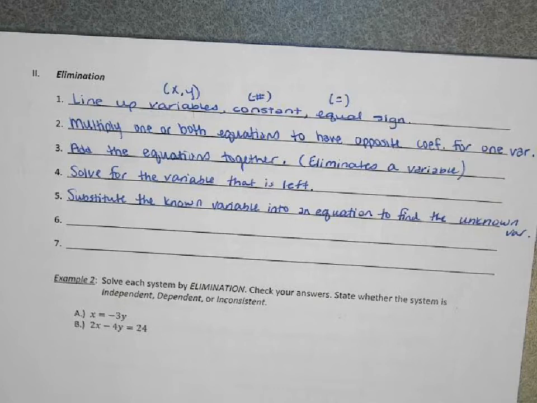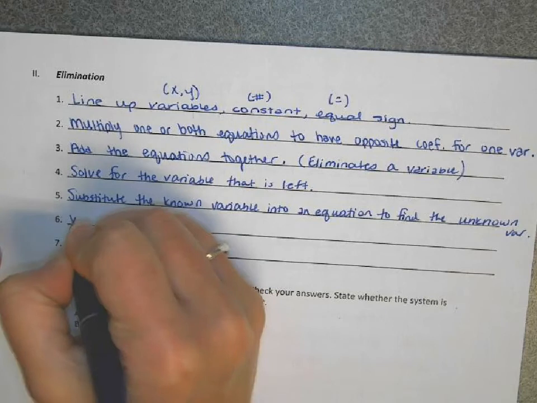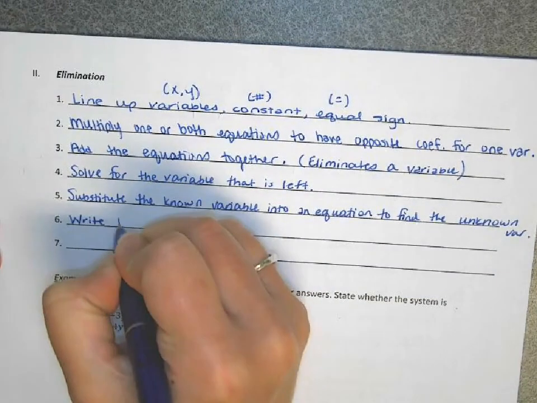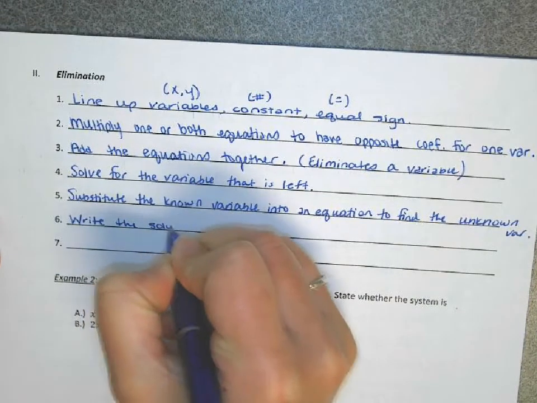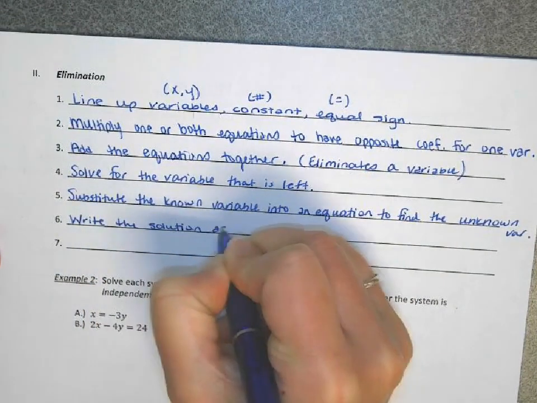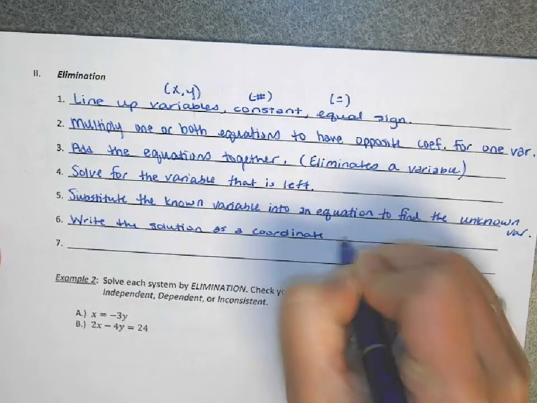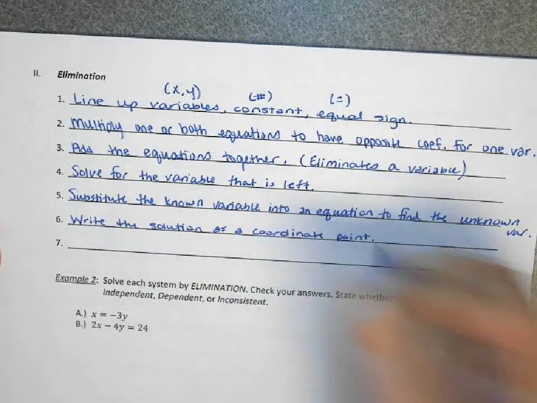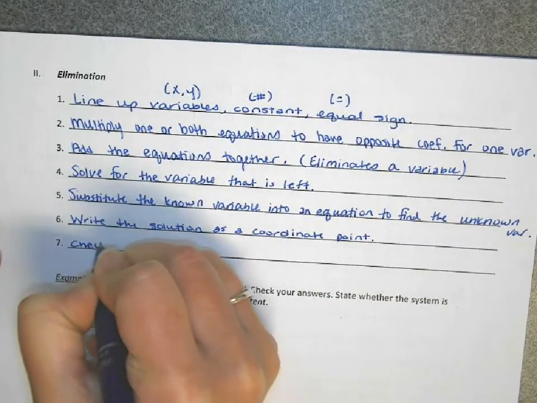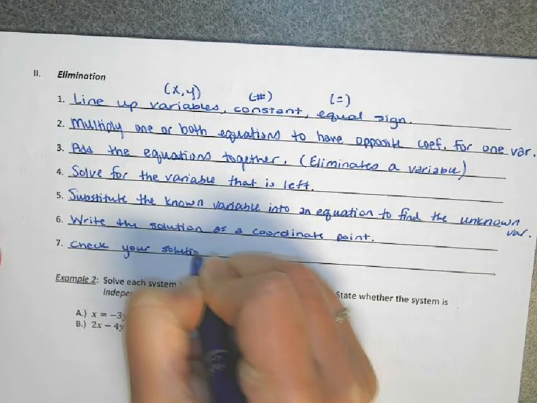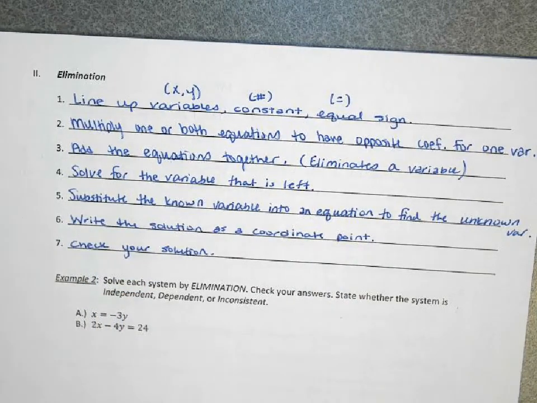The sixth step is to write your solution as a coordinate point. So 5, 6, and 7 are the same as the last 3 steps in substitution. So write the solution as a coordinate point. And the last step will be to check your solution. And when we finish, we'll go back and check both of them, because I know we didn't check example 1 yet.